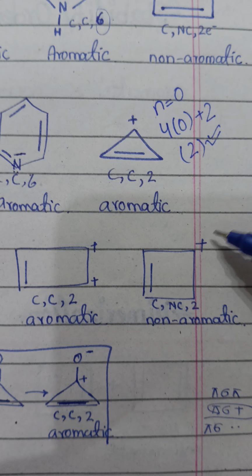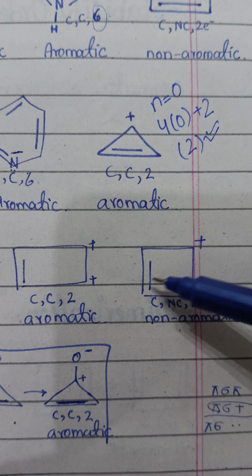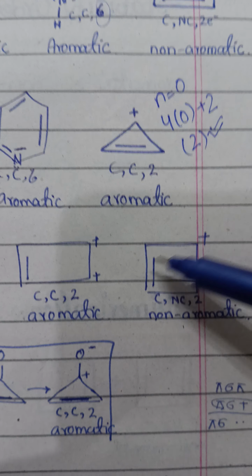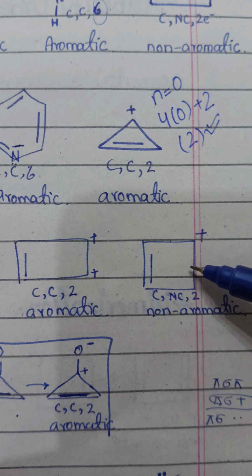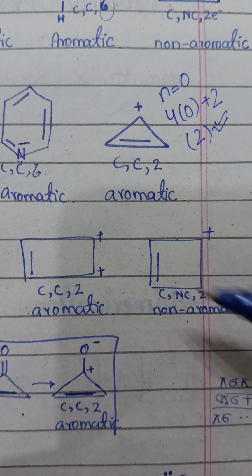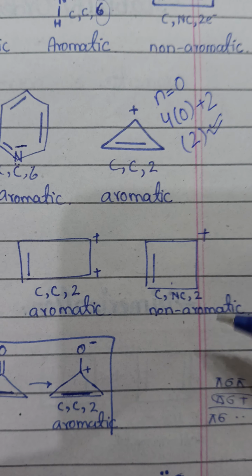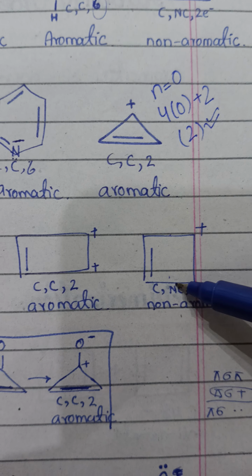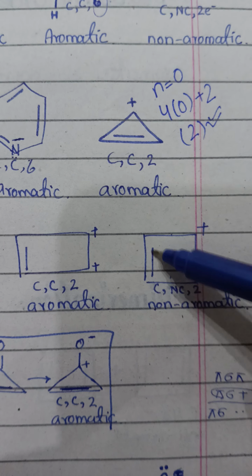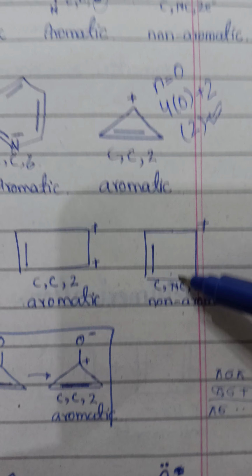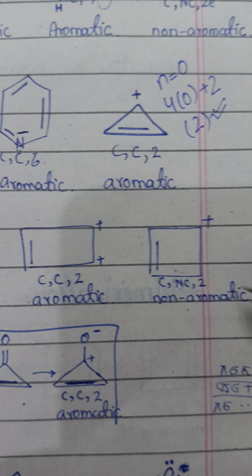Now in this structure we have only one positive charge: pi, sigma, positive charge, sigma, sigma, and positive charge. So therefore it has no conjugation in it and has only two electrons in it. So therefore due to non-conjugation it is a non-aromatic compound.